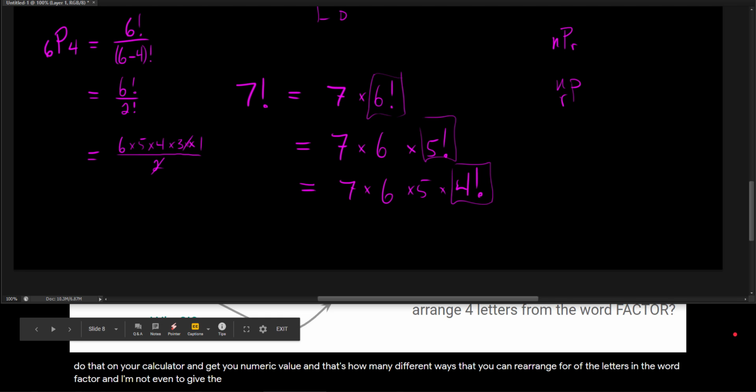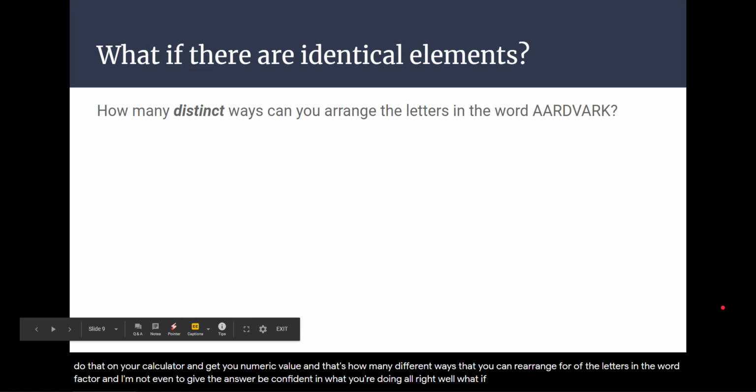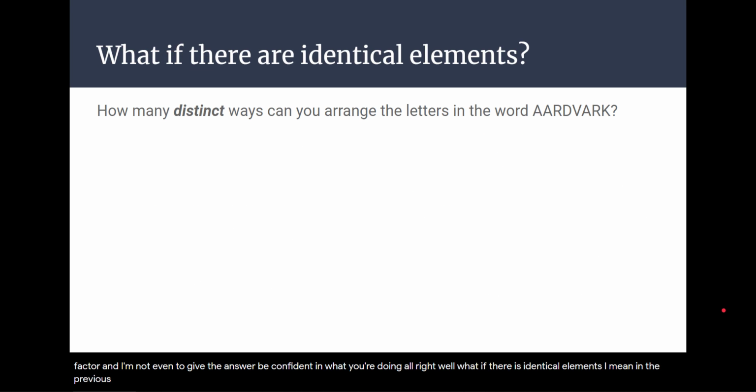And I'm not even going to give the answer. Be confident in what you're doing. All right, well, what if there's identical elements? I mean, in the previous word, the letters didn't repeat. Okay, what about the word aardvark? That's a lot of repetition in there. We got 3 A's, we got 2 R's.